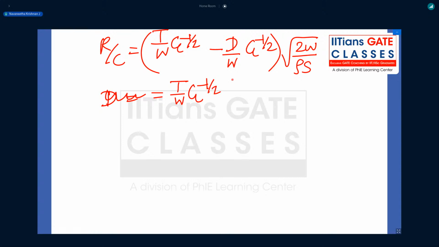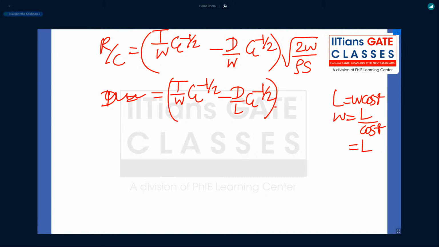CL power minus 1 by 2. We know that lift is nothing but W cos gamma. So weight can be written as lift by cos gamma. I told already cos gamma is very small, so it can be written as lift itself. So if I rewrite this, this will become drag by lift into CL power minus 1 by 2 into root of 2W by rho S.